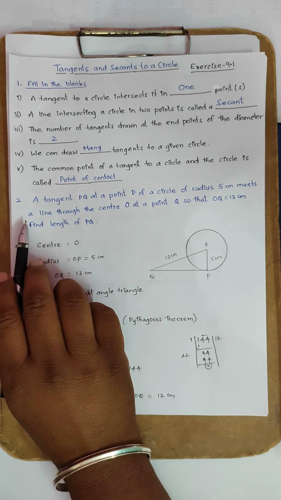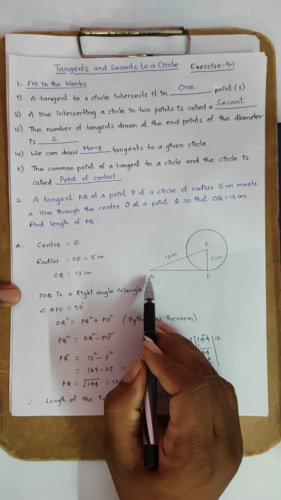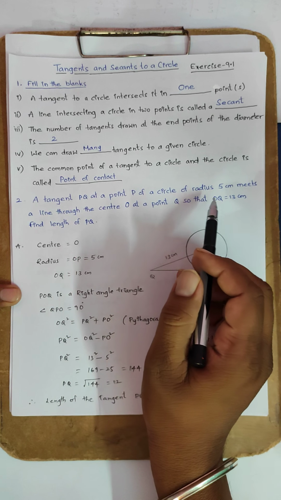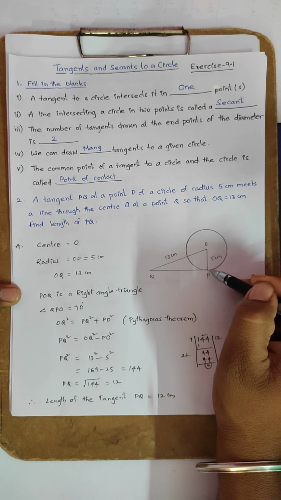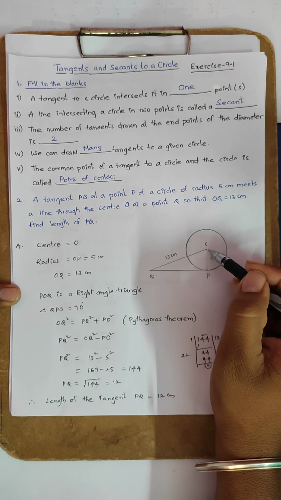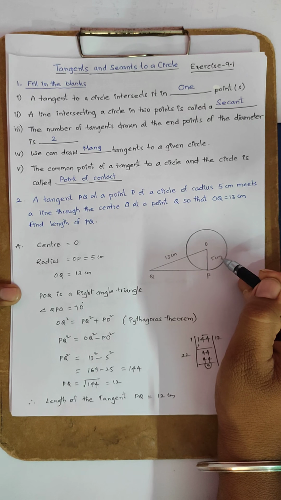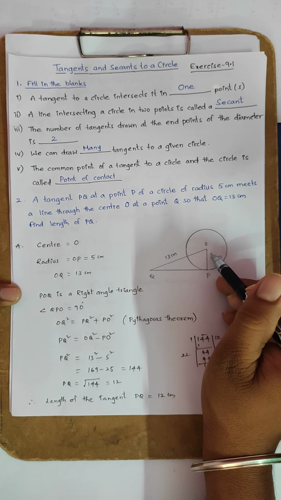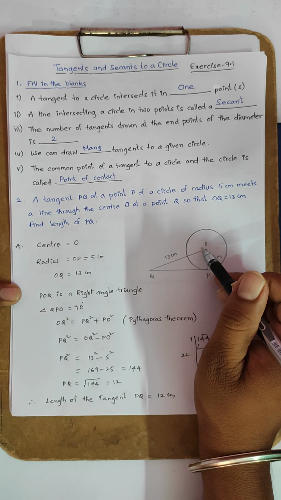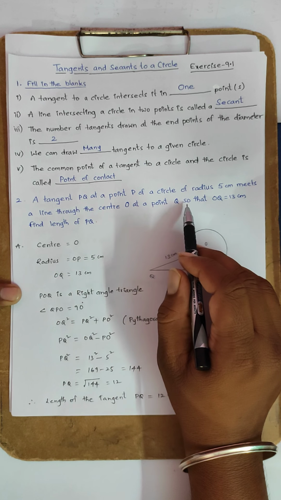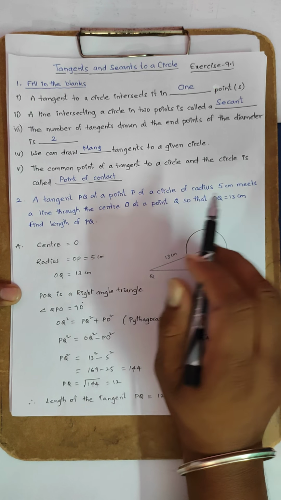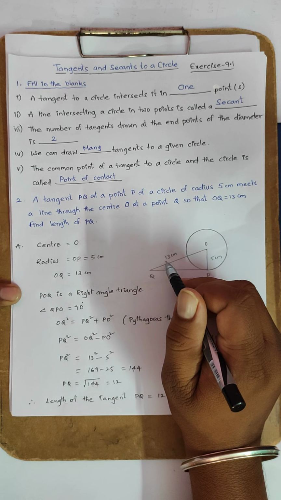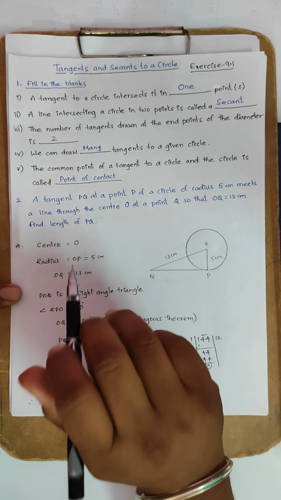Now second one, a tangent PQ at a point P of a circle of radius 5 cm. The distance OP from the center to a point on a circle is called the radius. OP is 5 cm. Meets a line through the center O. Here 2 lines are touching at point O. Q, so that OQ is 13 cm. The distance between point Q and O is 13 cm. Find the length of PQ.